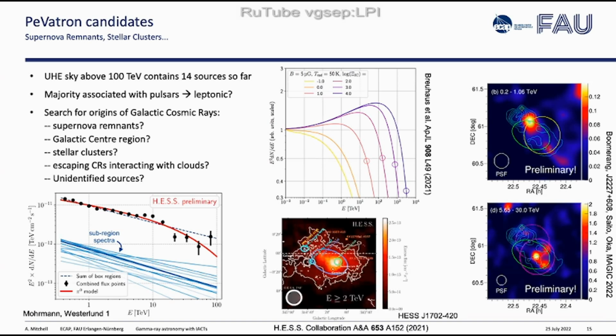We also have completely unidentified sources. An example is HESS J1702, where the highest energy emission reduces to just the location of this peak, this green circle, but we don't have any counterparts. So it's still open what the origin of this source is.